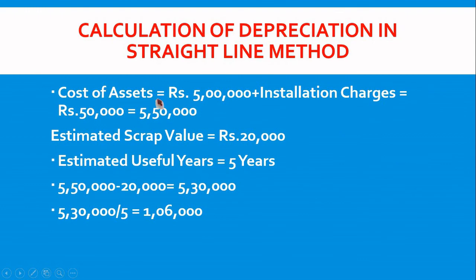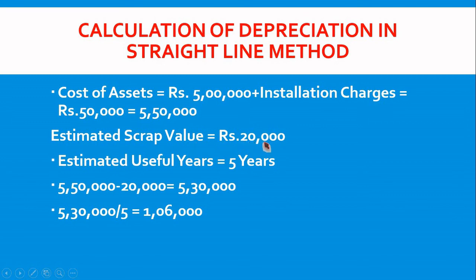See, cost of asset, how much? 5 lakh plus installation charges 50,000. So total cost of asset is 5,50,000. Installation charges we can't show separately with plant and machinery in Tally Prime. So we will add it to the original cost price of the asset. So the total cost is 5,50,000.